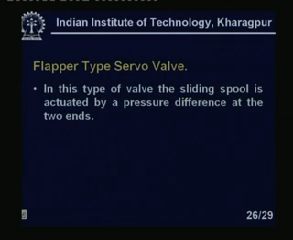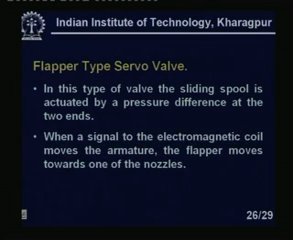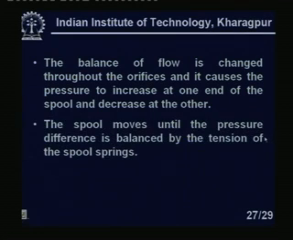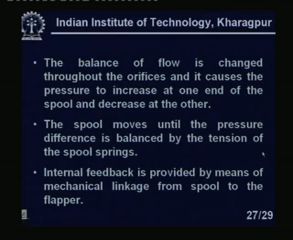Flapper type servo valve: in this type of valve the sliding spool is actuated by a pressure difference at the two ends. When a signal to the electromagnetic coil moves the armature, the flapper moves towards one of the nozzles. The balance of the flow is changed through the orifice and it causes the pressure to increase at one end of the spool and decrease at the other. The spool moves until the pressure difference is balanced by the tension of the spool springs. An internal feedback is provided by means of the mechanical linkage from the spool to the flapper.